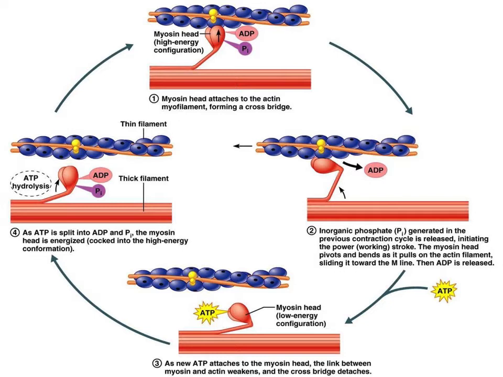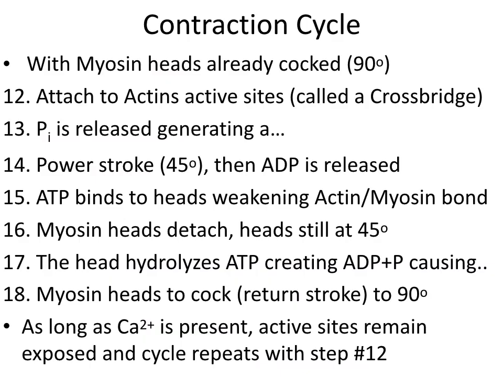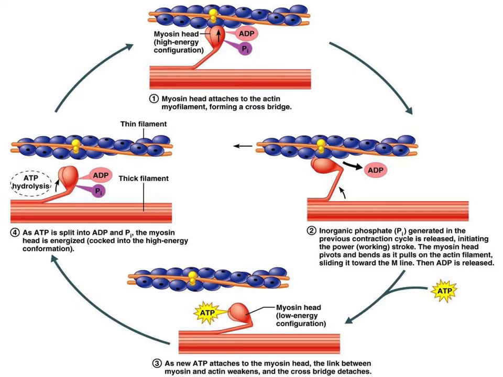What are the steps again? Well, first, the head binds. I mean, you can go back further and say calcium enters the zone of overlap and binds to troponin, and troponin changes position, causing tropomyosin to roll off of actin's active sites. Now the myosin head, already cocked in the 90-degree position, binds to the active sites, and before you pull and go into 45, before that power stroke, first inorganic phosphate leaves. Then you have the power stroke. Right after the power stroke, ADP leaves. Now, what does that power stroke do? It pulls actin just a little bit, ever so little, towards the midline.